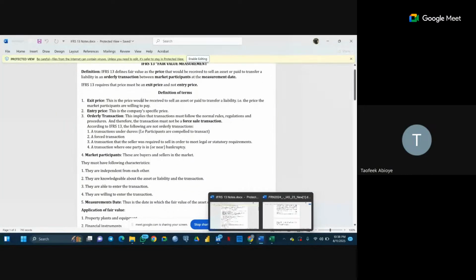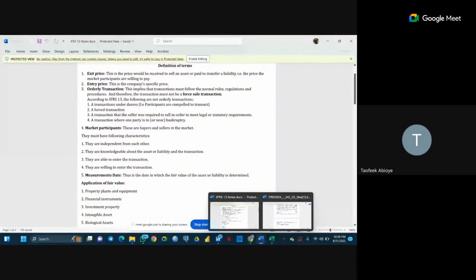So a transaction where one party is in or near bankruptcy is also similar to the previous one, which means either of that party is doing that transaction under duress, not of free mind.